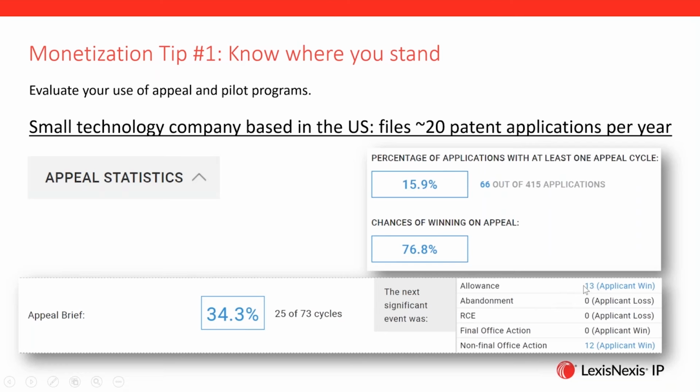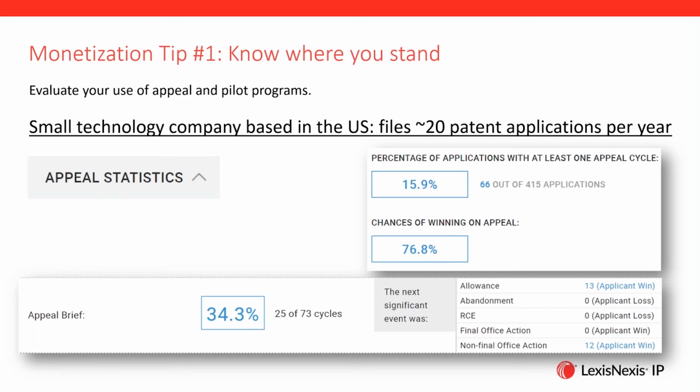So 13 of their cases were allowed right after the appeal brief. 12 got a non-final office action. These people are writing amazing appeal briefs. And if this were my company or my law firm, I would want to advertise this. The other thing, and there's not information about this on the slide, but you can imagine how you would do the same analysis, is to prove your performance on pilot programs.